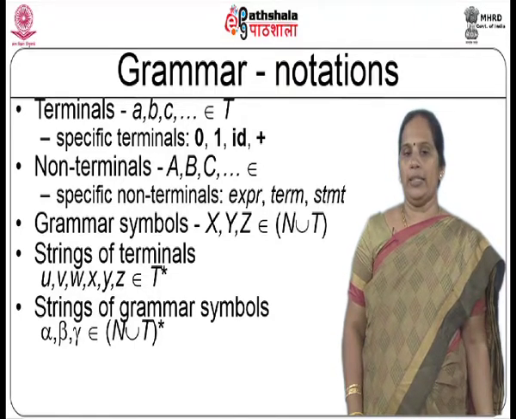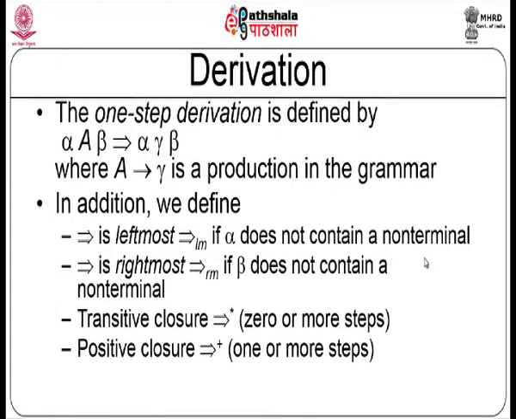Now derivation. There is a terminology called one-step derivation, meaning alpha A beta. Alpha is a combination of terminals and non-terminals, and beta is also a combination of terminals and non-terminals. This will derive alpha gamma beta if there is a production A produces gamma in your grammar. This is called derivation. So this is how you derive a particular string in your grammar.